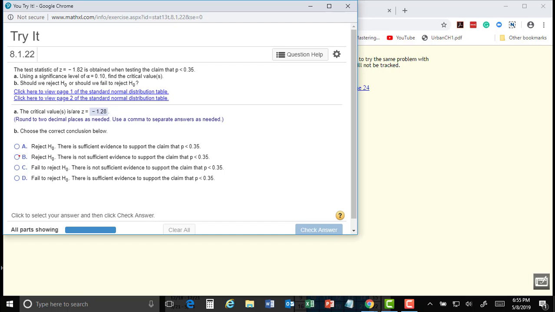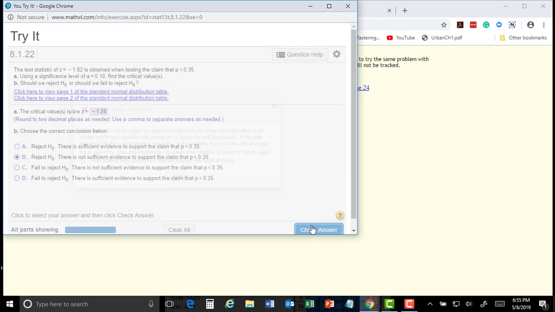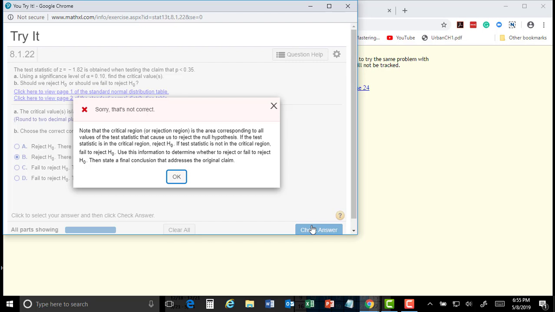Okay, it says, note the critical region rejection area is corresponding to the value of the test statistic. If the test is not in the critical value, we fail to reject. Using this information, then state the final conclusion. Well, that really didn't help.